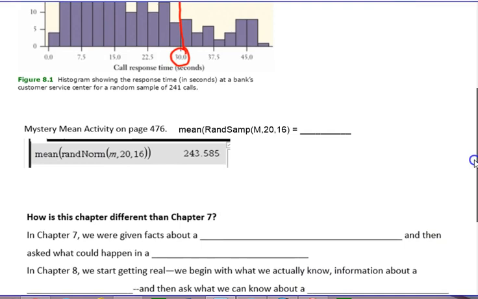Here's another example, the mystery mean activity. Let's say that we have a certain population with a given mean. On my calculator I have stored a number and called it M, and I've hidden that number. I'm assuming this number is the mean of a normal distribution. So I'm now going to do random normal with mean of M, standard deviation of 20, and sample size of 16. So this is mu, this is sigma, and this is n, sample size.